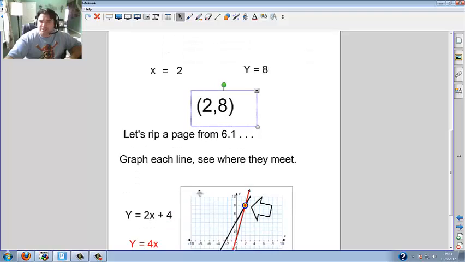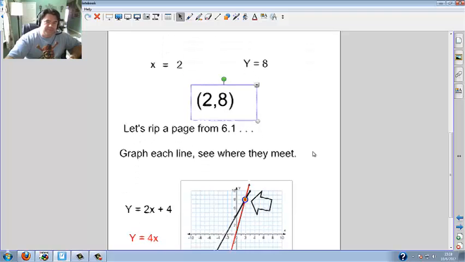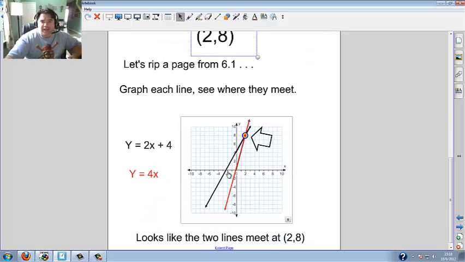So let's look back at 6-1. I went ahead and ripped it from 6-1 and see what it says. At 2, 8, notice how both lines meet, just like they did in 6-1. Take a quick break, then we'll try you try.